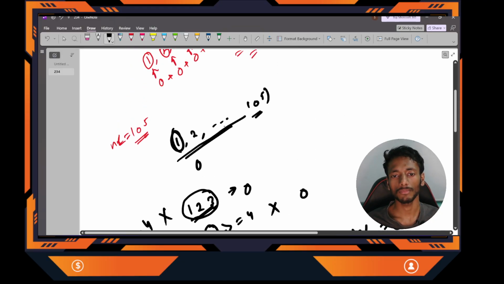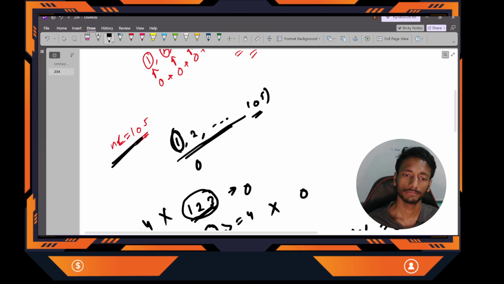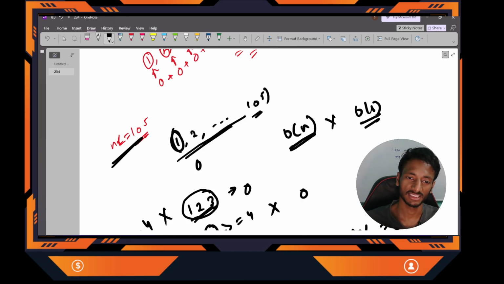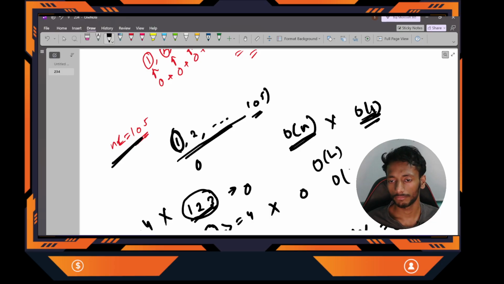So what is the time complexity for this? So it will be big O of n, because I'm checking each individual number from 1 to 10 to the 5, and for each number it will take a constant time, that is, what is the length, how many digits are present in the current number, and try to calculate that. So it will take big O of 1, or big O of L, or big O of digits. Got it? So n into digits.